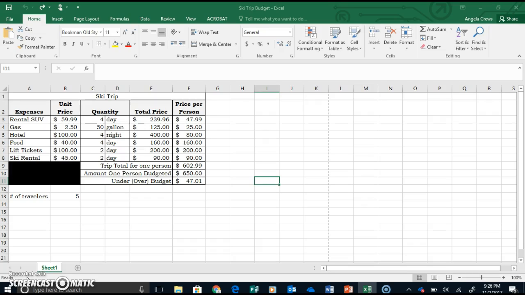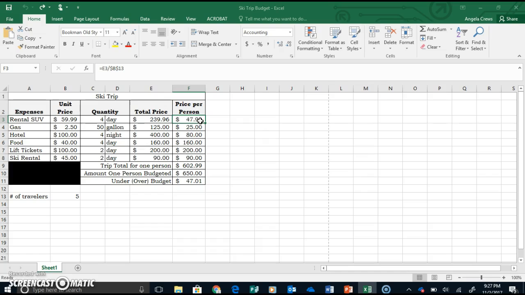Okay, so the first question says, what is the total cost to rent an SUV for 4 days? So the total cost is going to be this. How much will each traveler pay? That's going to be the price per person for the rental SUV. Write down what you have for the price per person for the rental SUV.